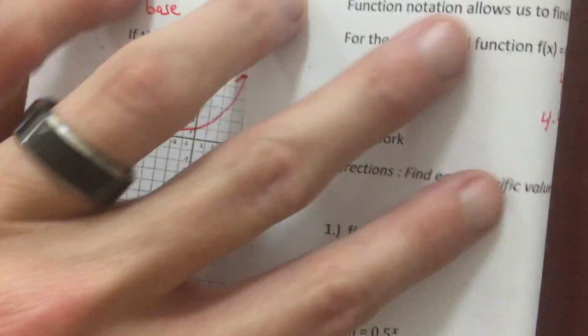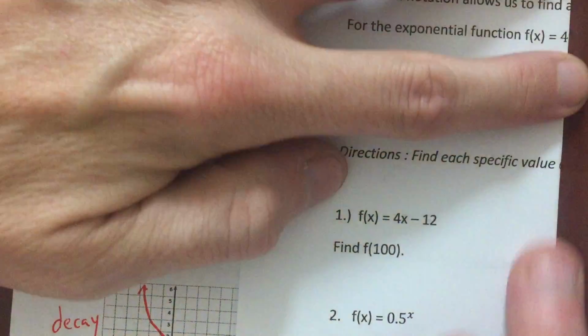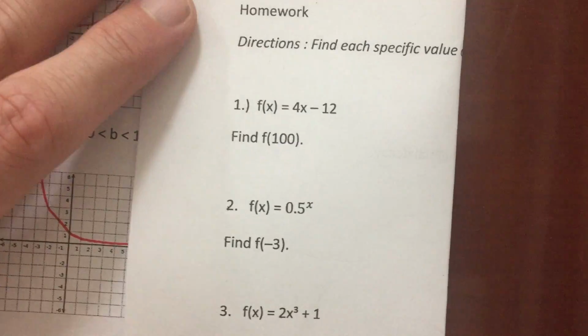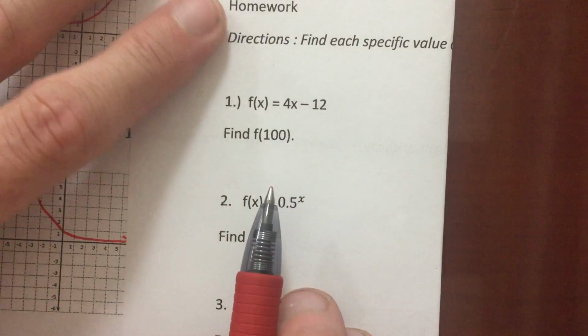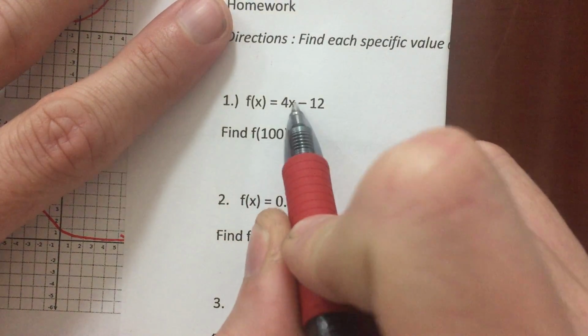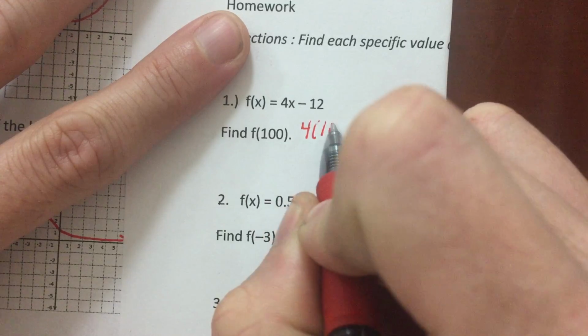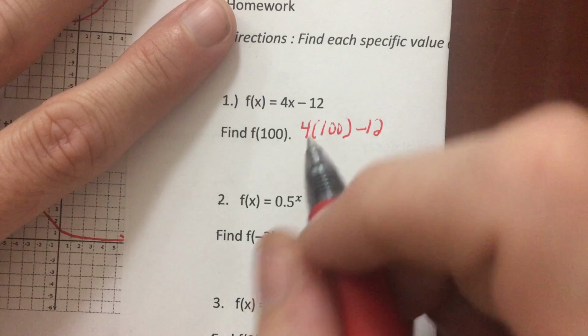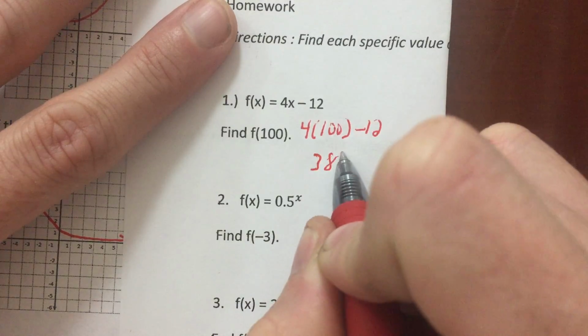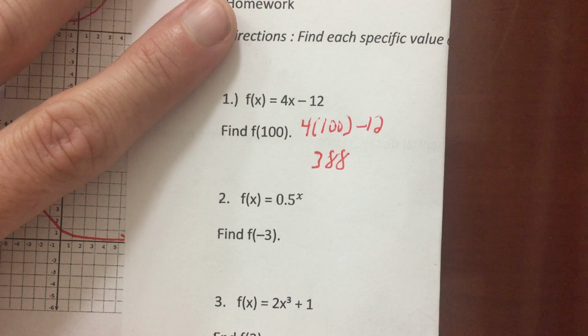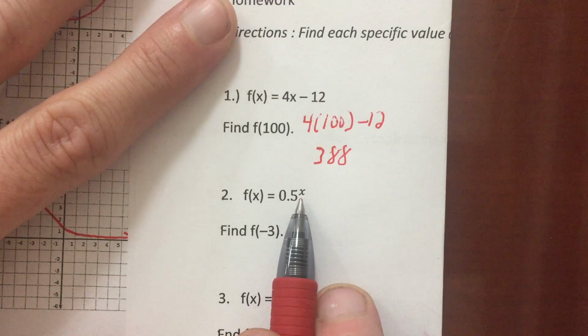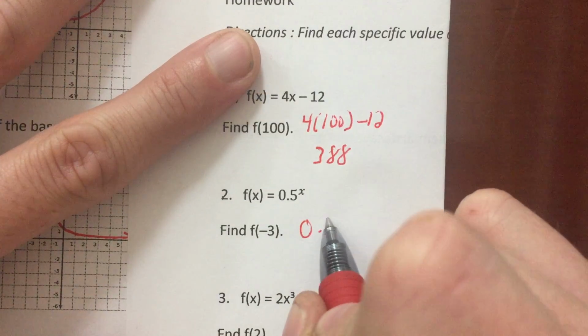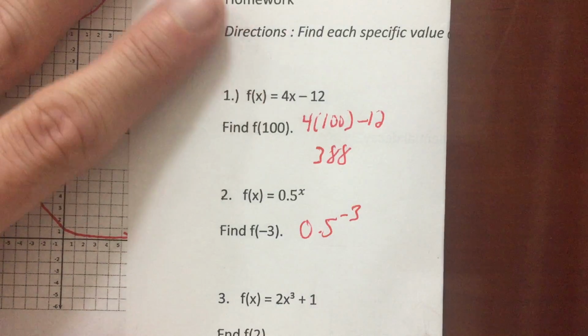Let's see if I can fold this up. Okay. For 1, 2, and 3, if I wanted to find f of 100 in this function, I would have to plug 100 in for x. And I would end up with 4 times 100 minus 12, and that makes 388. When I plug in negative 3 in number 2, I get 0.5 to the negative 3 power.